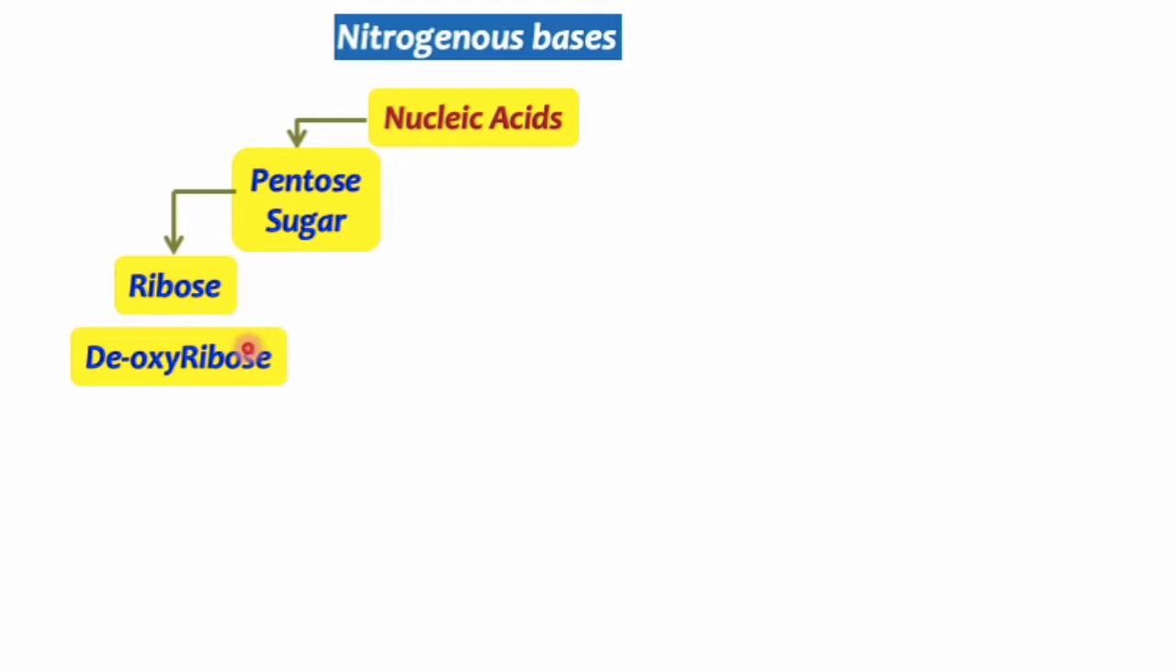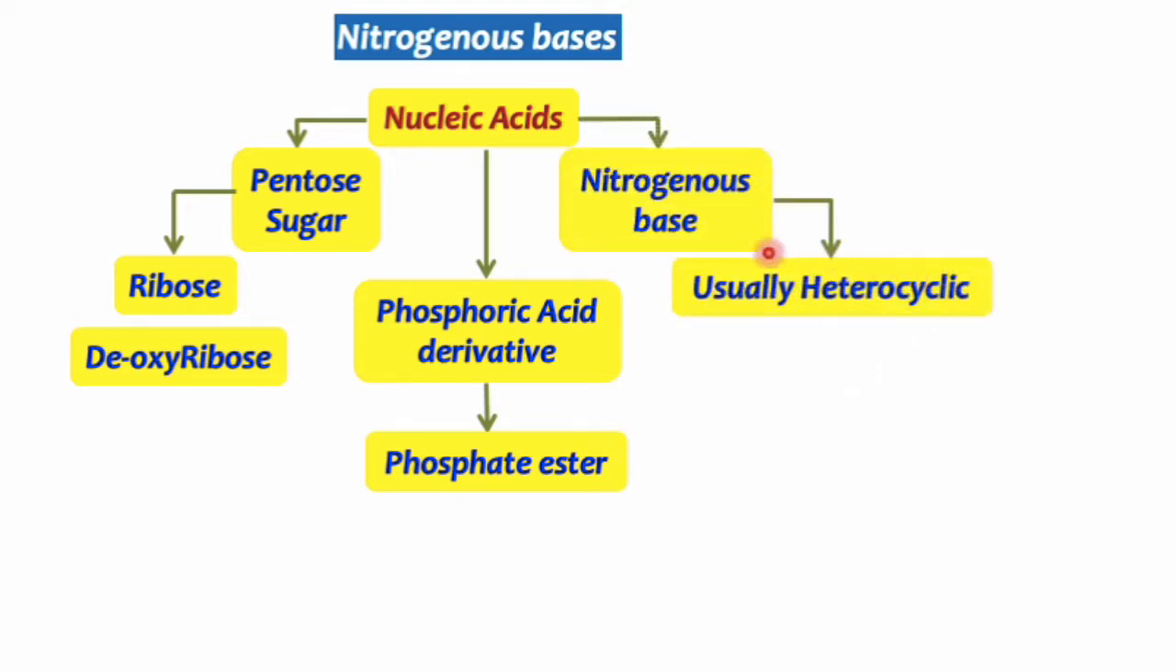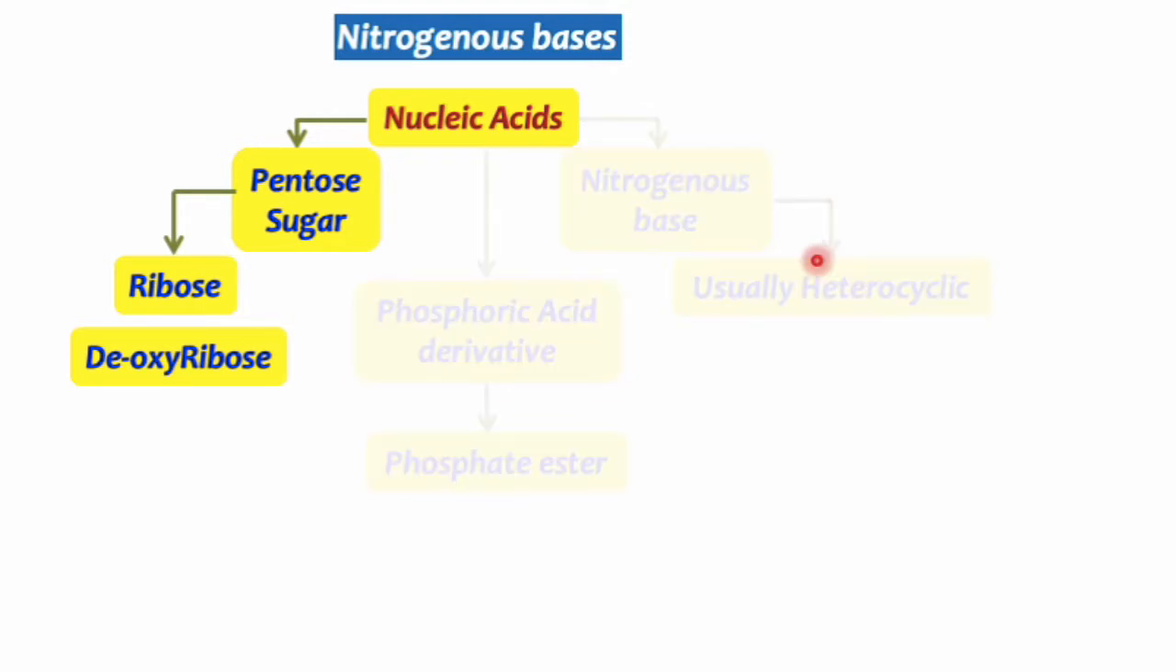Next we will have a phosphoric acid, right? That phosphoric acid derivative would appear like a phosphate ester. The third we will have is a nitrogenous base, correct? And this nitrogenous base would usually be heterocyclic in nature. So first we will focus on the pentose sugar, which is either ribose or deoxyribose, and then we will discuss nitrogenous bases and phosphates.